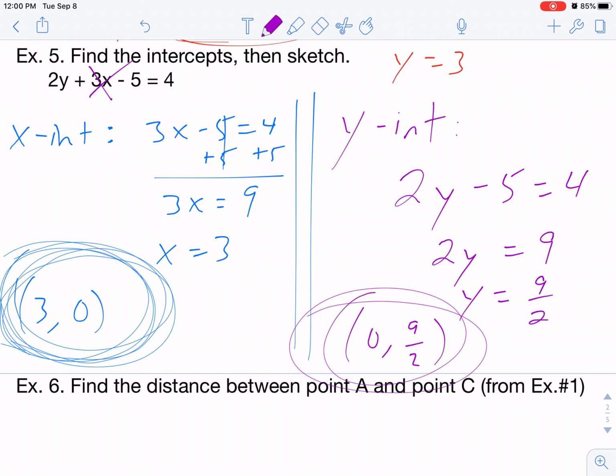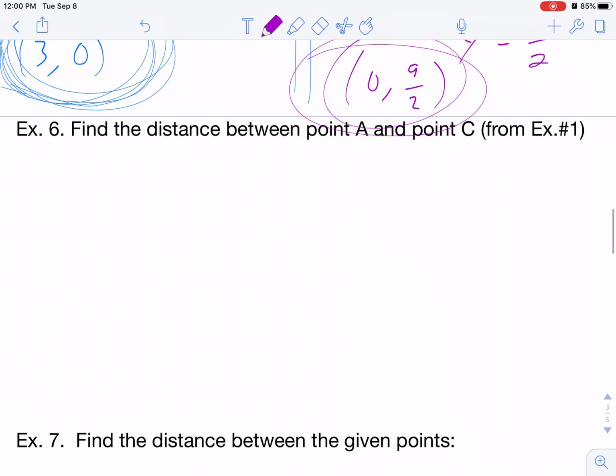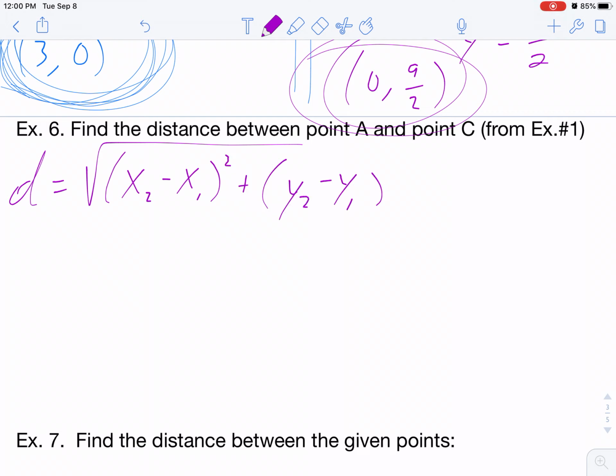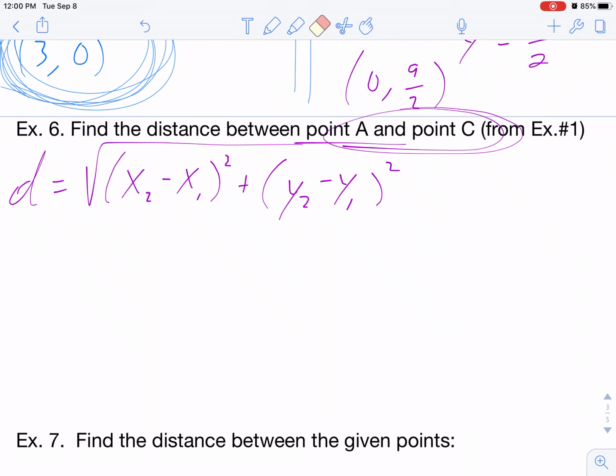So there we go, 0, 9 halves. All right, so the next thing is a formula, a distance formula. And there's different versions of this, so the video maybe had a different version, I don't know. Square root of x2 minus x1 squared plus y2 minus y1 squared. And I know it doesn't look like it, but that's actually a weird form of the Pythagorean theorem.